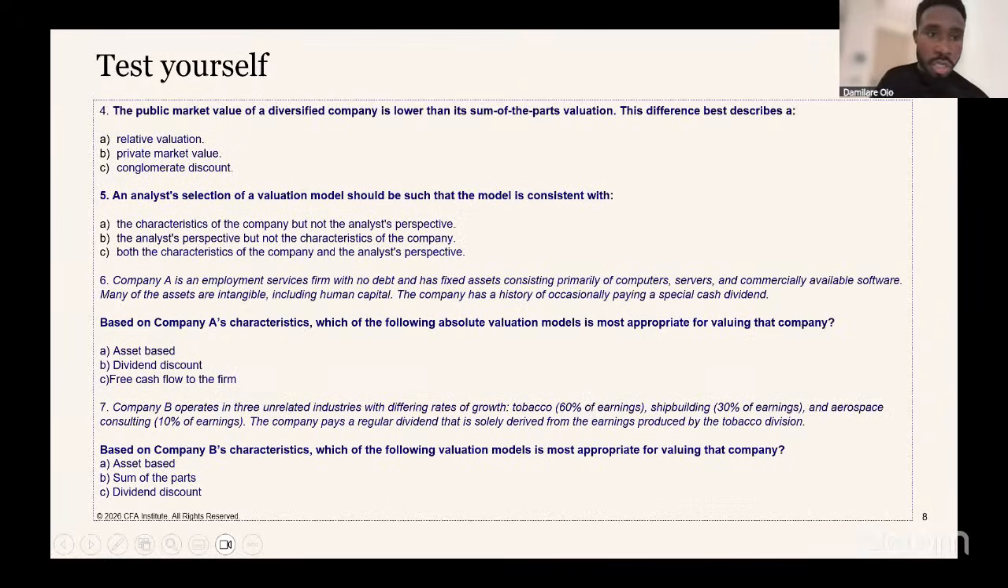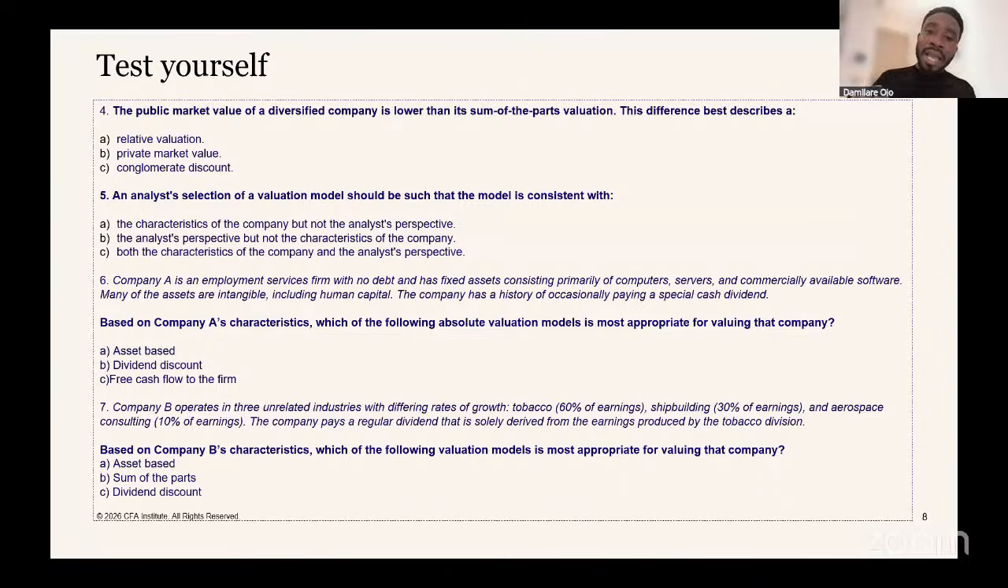So I think the next one is question six. Yes, we've done question five. Question six says Company A is an employment services firm with no debts and has fixed assets consisting primarily of computers, servers, and commercially available software. Many of the assets are intangible, including human capital. So you see, you need to understand the characteristics of this company. It's an employment services firm. It has no debt. Its fixed assets are mainly computer servers and commercially available software. And many of its assets are intangible, including human capital. Those are important things in understanding the characteristics of the company.